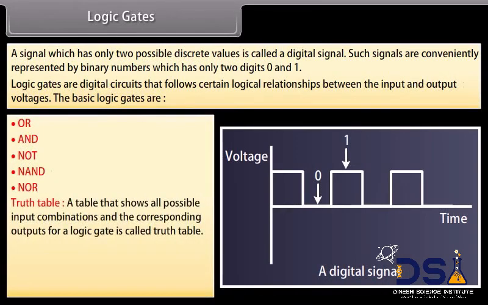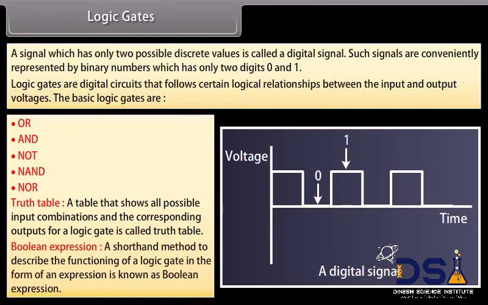Truth table. A table that shows all possible input combinations and the corresponding outputs for a logic gate is called a truth table. Boolean expression. A shorthand method to describe the functioning of a logic gate in the form of an expression is known as a Boolean expression.